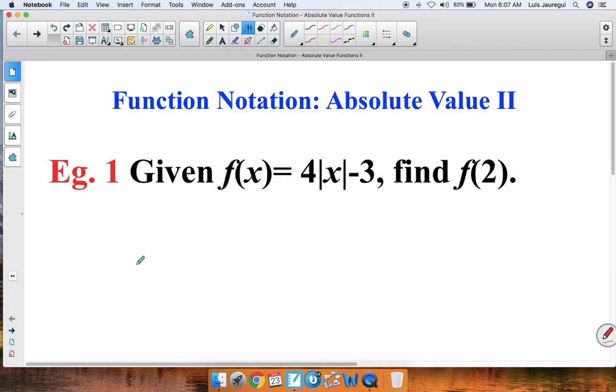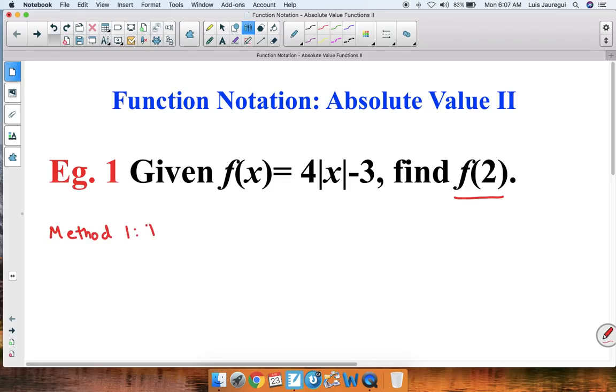Welcome. In this video, we'll focus on function notation, absolute value 2. Let's take a look at our first example. Example 1. Given f of x is equal to 4 times absolute value of x minus 3, find f of 2. So we're going to find f of 2 in two different ways. Let's use our method 1 to figure that one out.